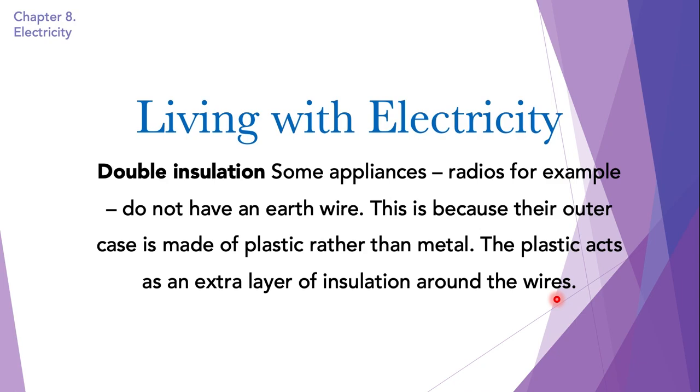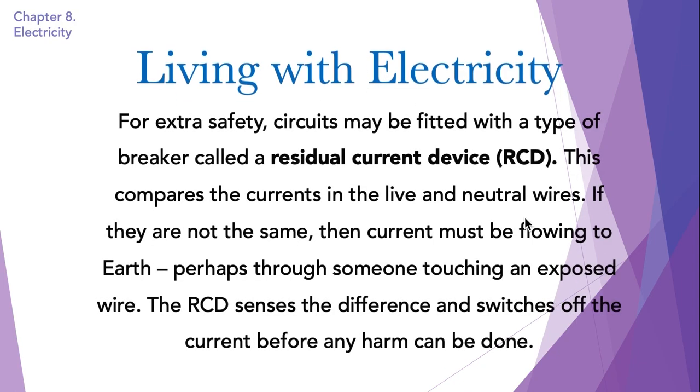So for extra safety, circuits may be fitted with a type of breaker called a residual current device, RCD. This compares the currents in the live and neutral wires. So if they are not the same, then current must be flowing to earth, perhaps through someone touching an exposed wire. So the RCD senses the difference and switches off the current before any harm can be done. So this is what double insulation and residual current devices are. These are basically just for safety and to prevent electrocution.